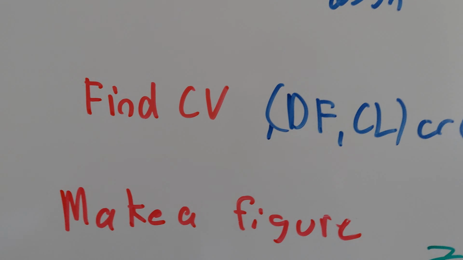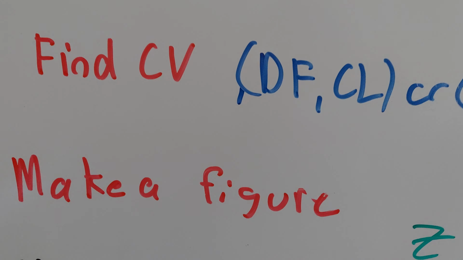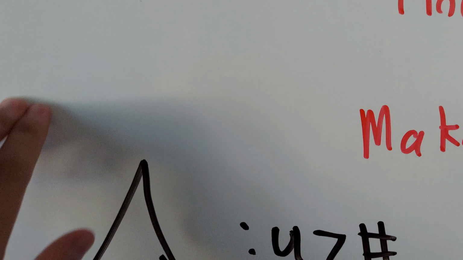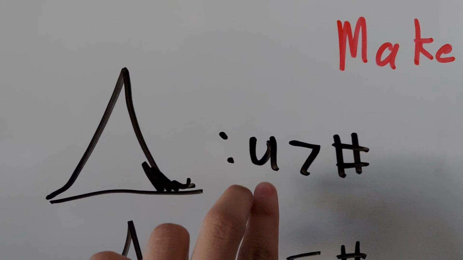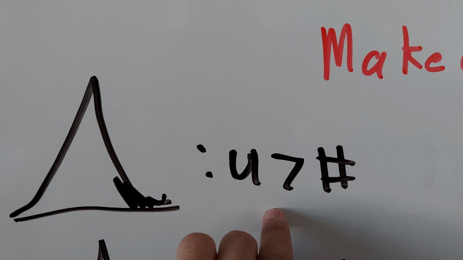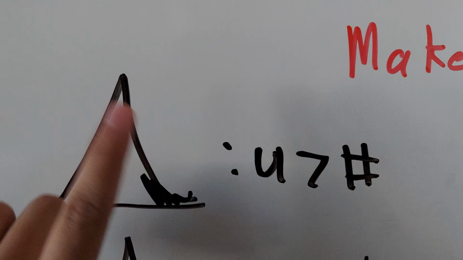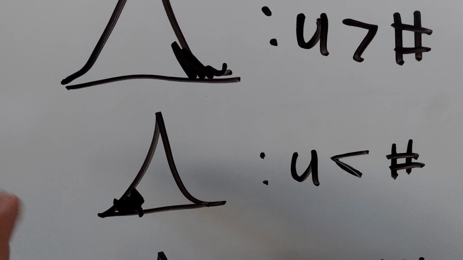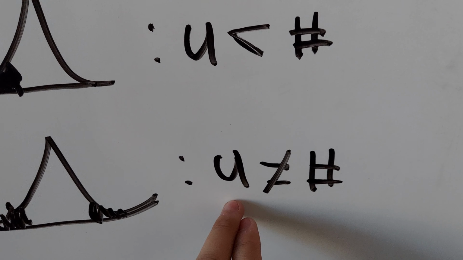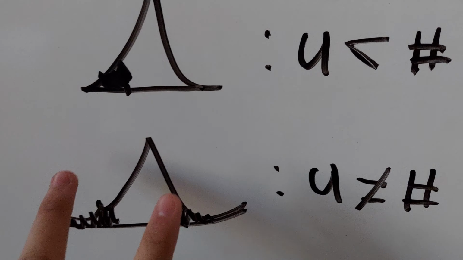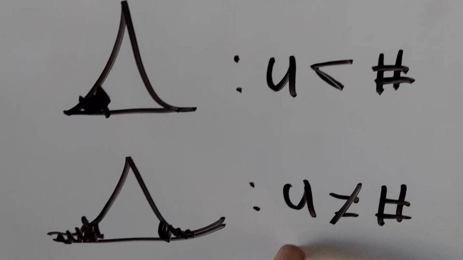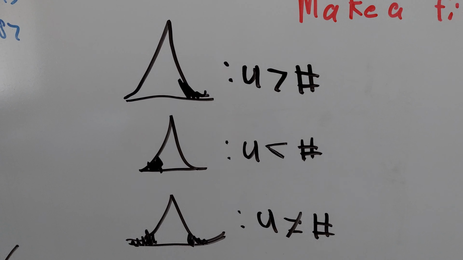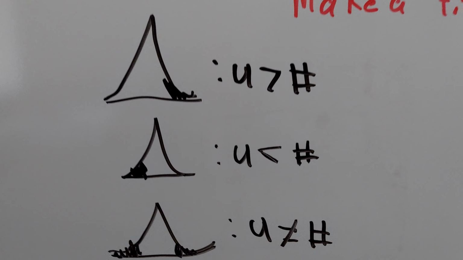Next up, we're going to make a figure. Now, let me show you what each symbol corresponds to each figure. So, if u is greater than the number, it takes the right space. If u is less than the number, it takes the left space. And if u is not equal to a number, it takes the left and right space. So, just want to get that out of the way. Now, we're going to move on to check how this can be rejected or not be rejected.